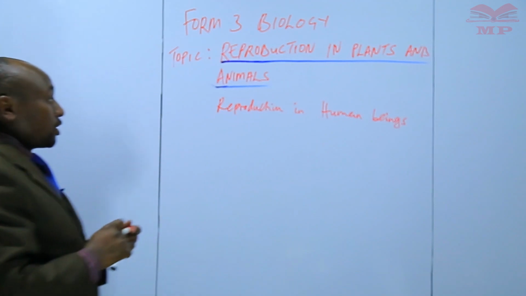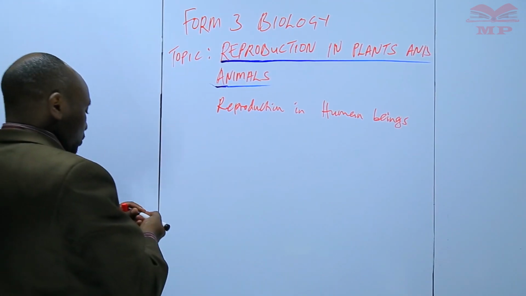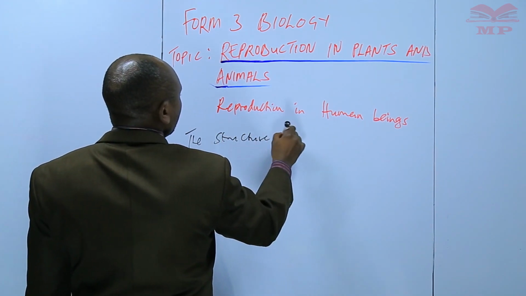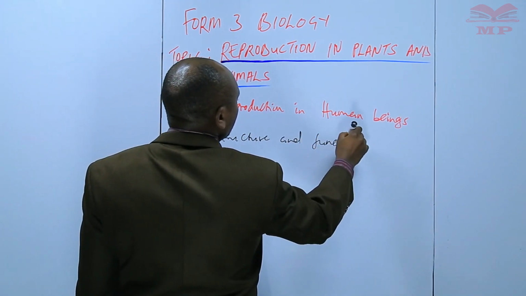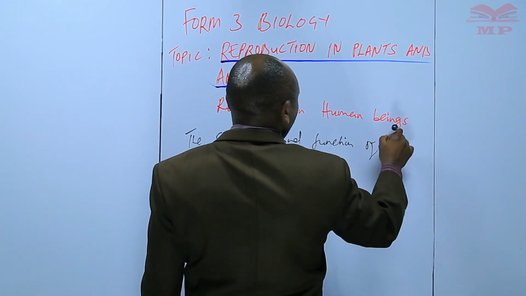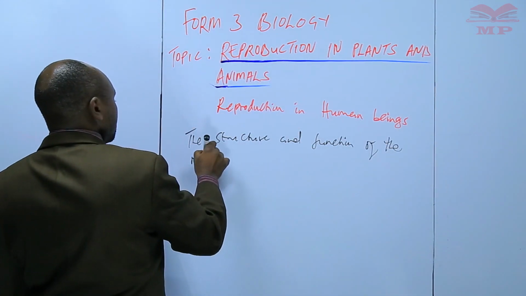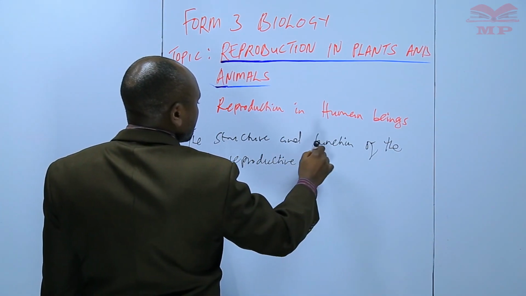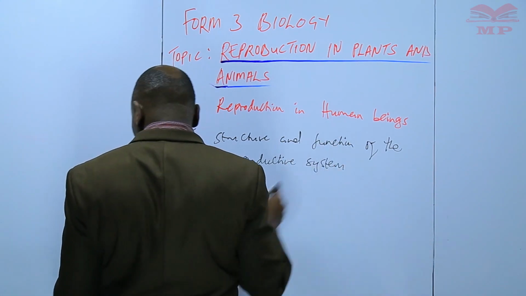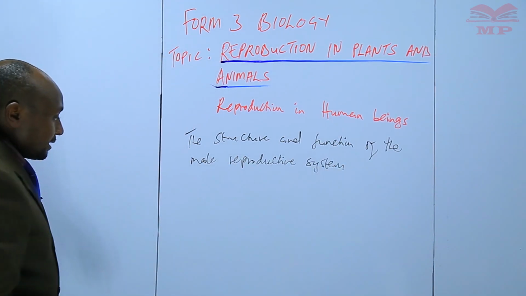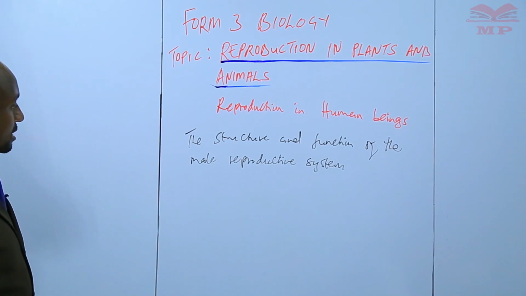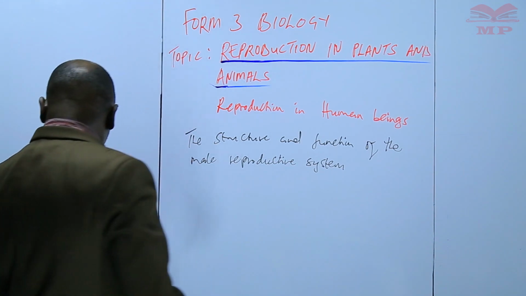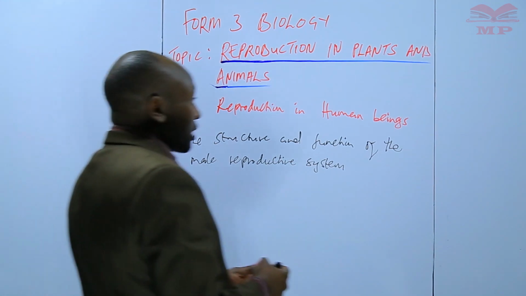So, the reproduction in human beings, and we'll start with the structure and function of the male reproductive system. On that, we'll start by having a diagram. Put the diagram on this side.